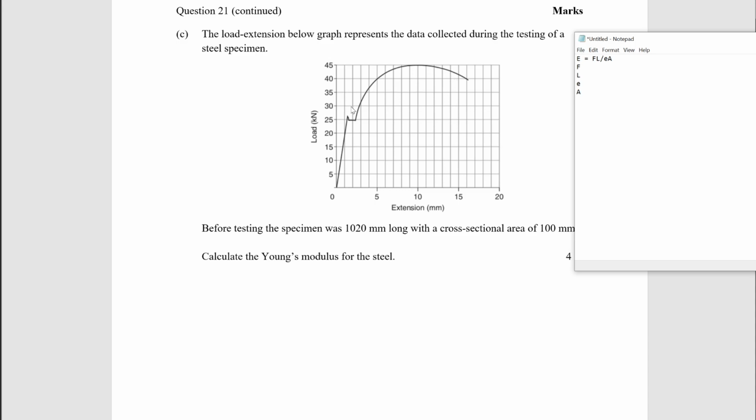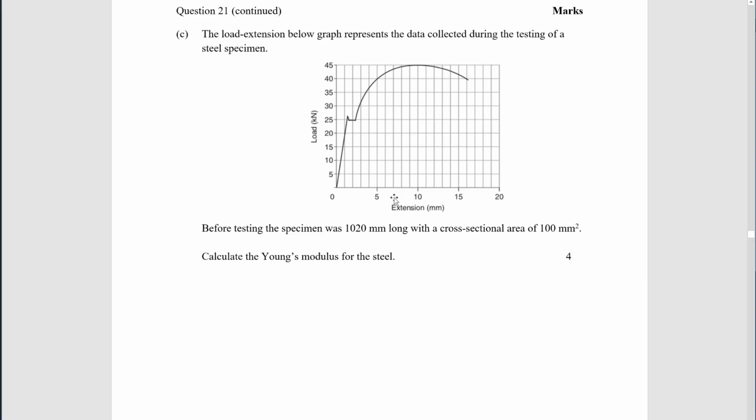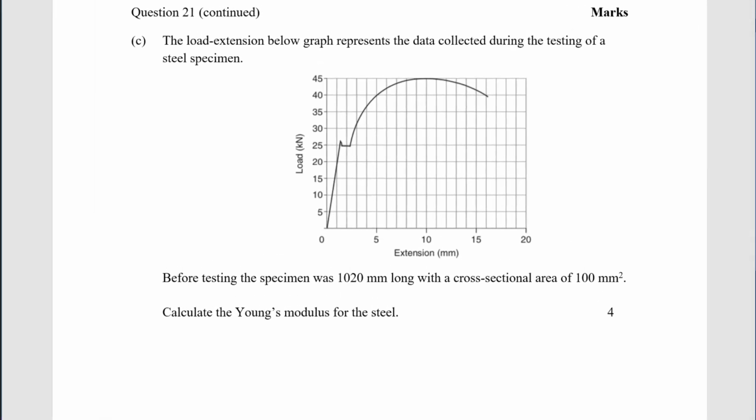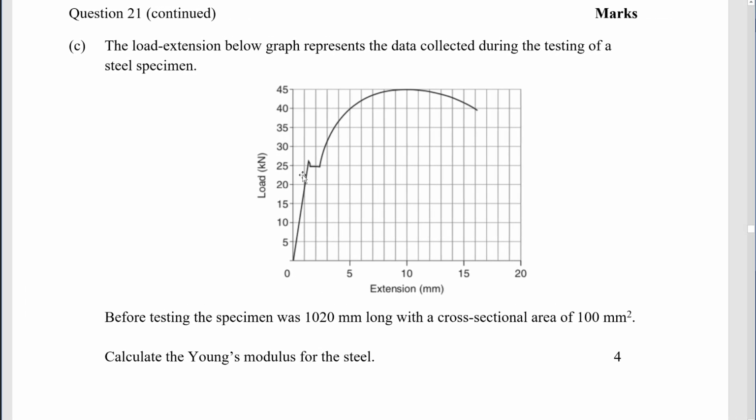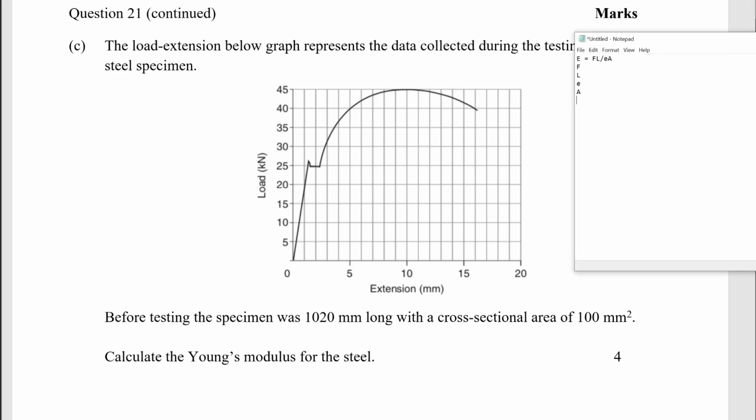Okay, so what I'm going to do is, you can go up to this point here, but that's very difficult, and you're much more likely to get an error if you go up to here. So what I'm going to suggest instead is that we can get a very accurate reading if we say that at 20 it equals 1 millimeter of extension. So we're going to say 20,000 newtons. Remember that we always want to use newtons. We never want to use kilonewtons for any of our calculations, always newtons.